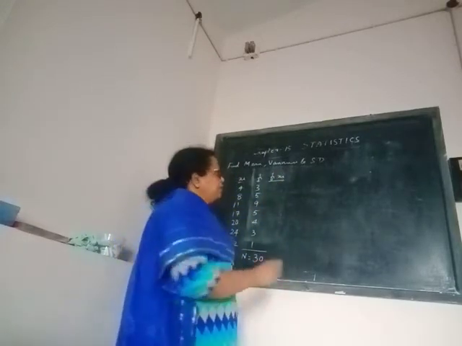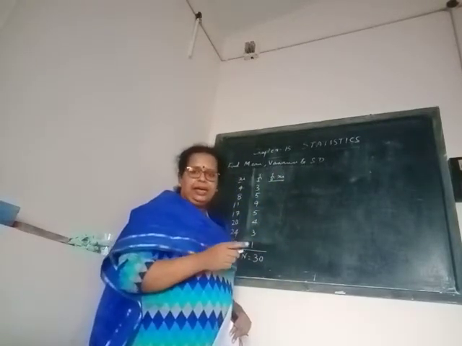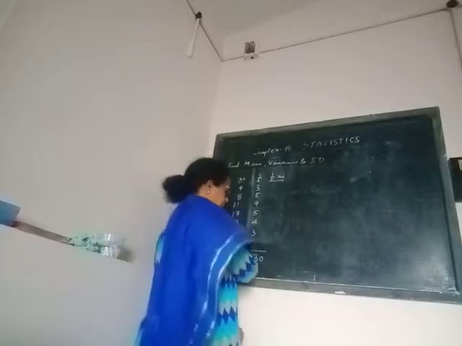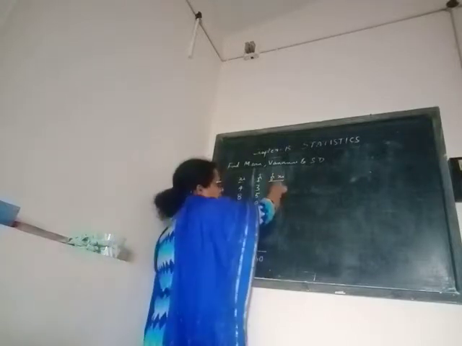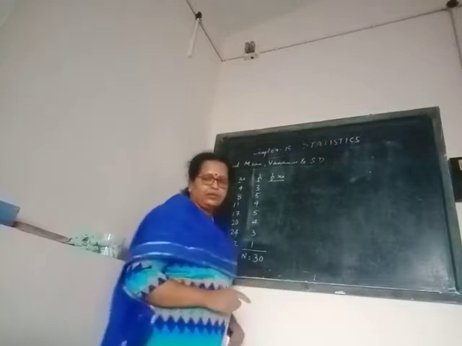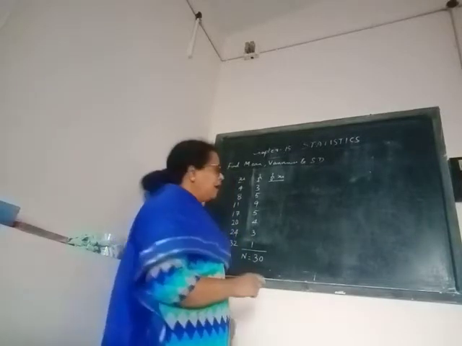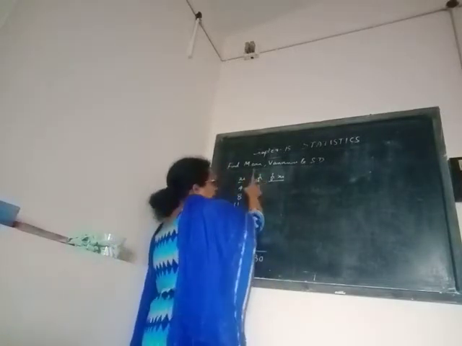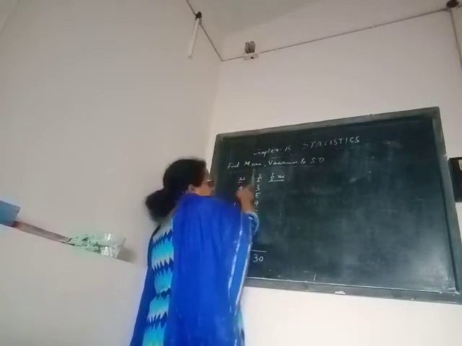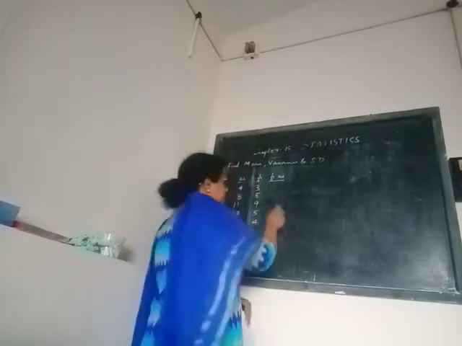Then what is next? fi xi, because mean is sigma fi xi divided by n. N we got. Now fi xi we have to find, and find the sum of that column. We will get sigma fi xi. So fi xi means the first column and second column are to be multiplied, the corresponding elements.